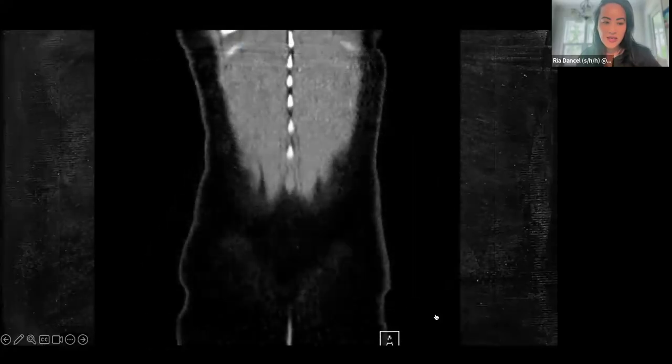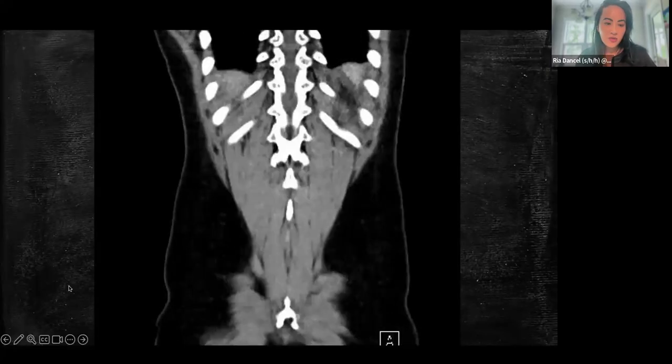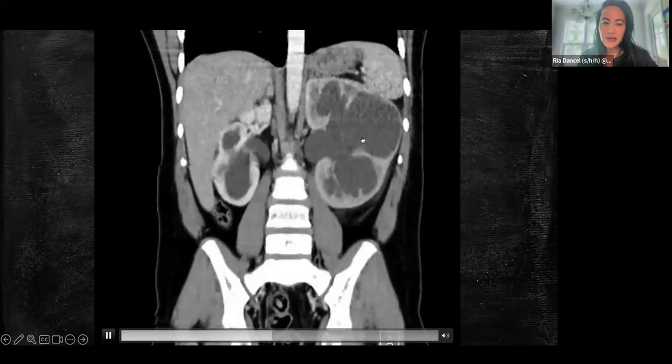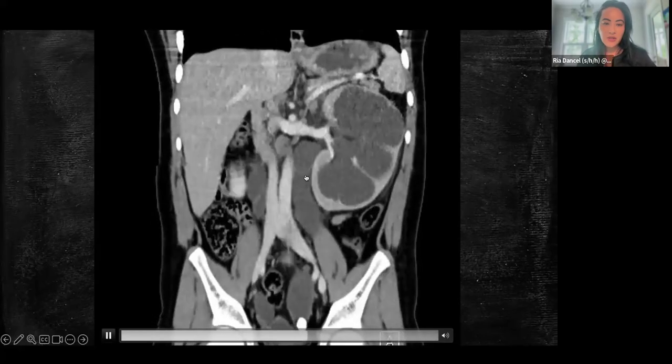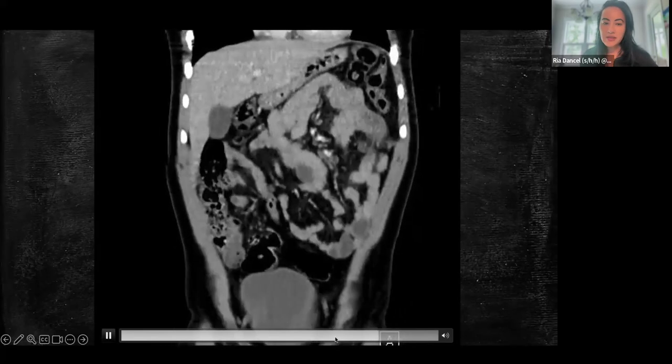Yeah, so this is a CT scan, and you'll be able to see in this coronal view his two big old kidneys on both sides. Left looks worse than the right. And then as we follow the ureters down, really big megaureters on both sides.